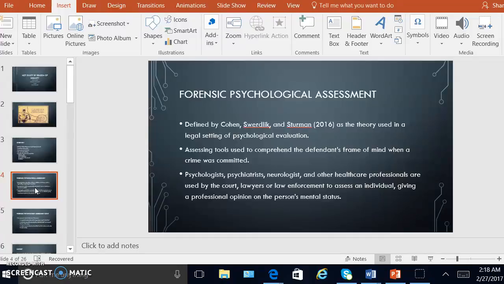The assessment tools are used to comprehend the defendant's frame of mind when the crime was committed. The assessments can be given by psychologists, psychiatrists, neurologists, neuropsychologists, and other healthcare professionals, and they are called on by judges in the court, lawyers, and law enforcement officers to give their professional opinion about the person's mental status.